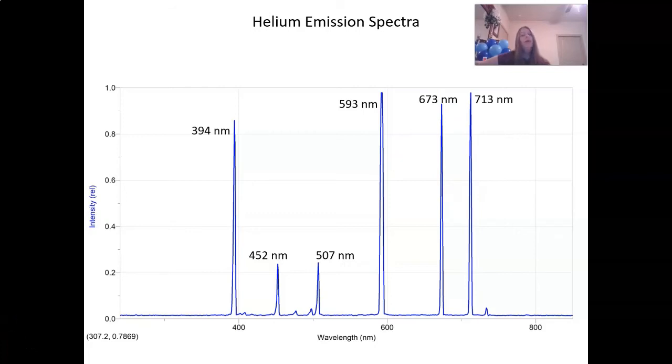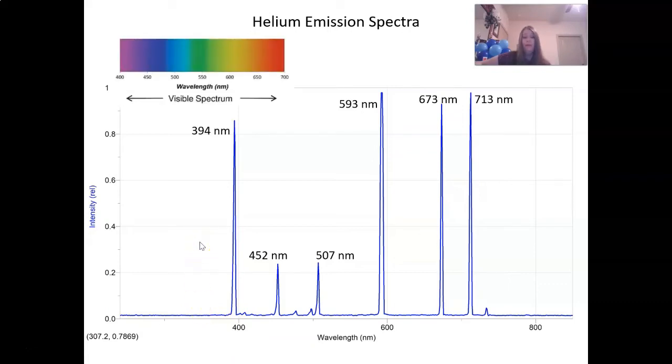So this is a more complicated spectra because this is from helium. And remembering that we can see from about 400 to about 700, there are a couple of peaks here that we probably could not see. The human eye generally cannot see above 700 nanometers, so we probably did not pick up this 713 nanometer peak. And since we can't really see below 400, we probably also did not see the 394.